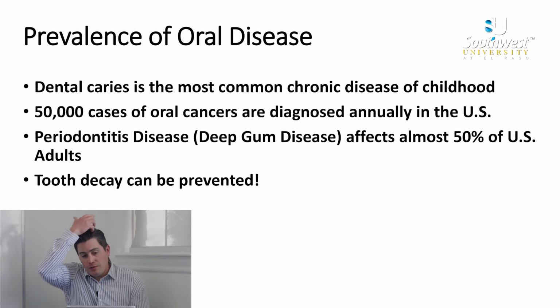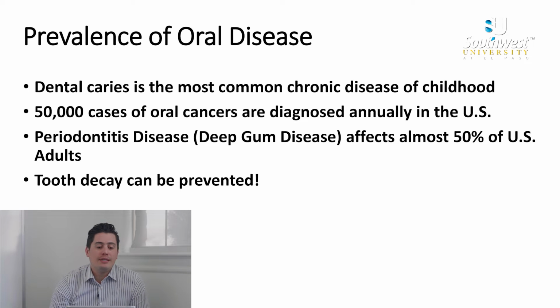The prevalence of oral disease. Dental caries is the most common chronic disease of childhood, okay? 50,000 cases of oral cancers are also diagnosed annually in the US. Periodontitis disease, or deep gum disease, will affect 50% of the US population. And tooth decay can be prevented. That's one of the good news about this, okay?